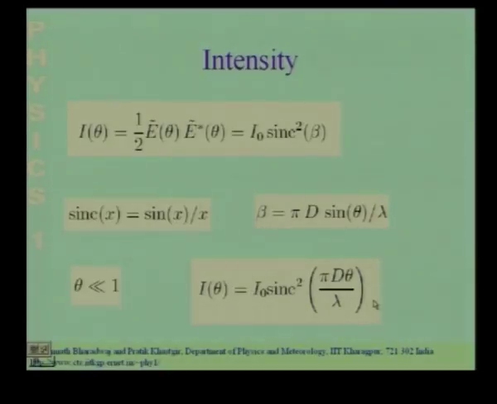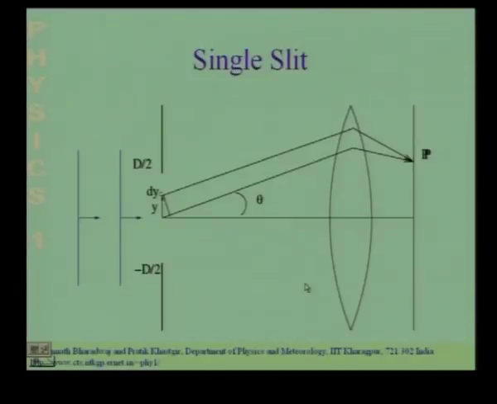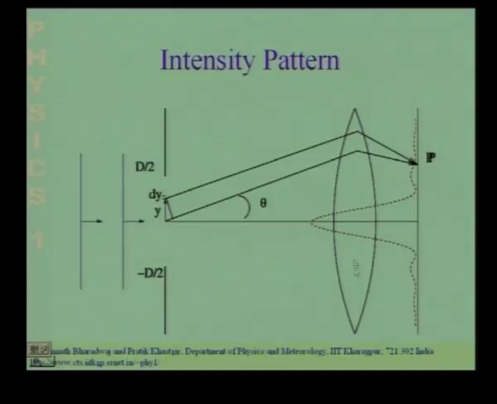As you move away from the center, the sinc function oscillates and falls. So, as you move away from the center, the intensity falls, and then the intensity goes to 0, and it rises again, and then again it goes to 0, and you have these oscillations.